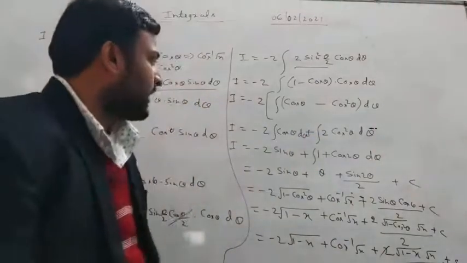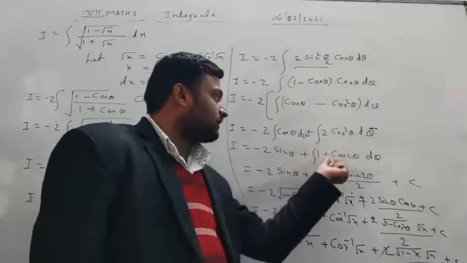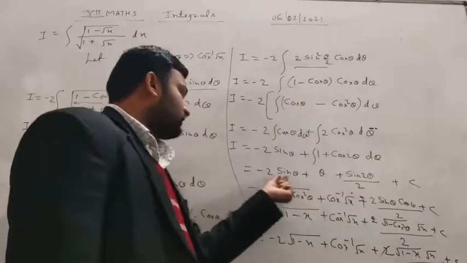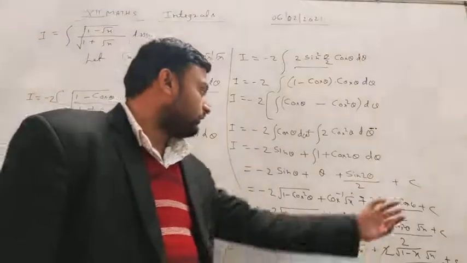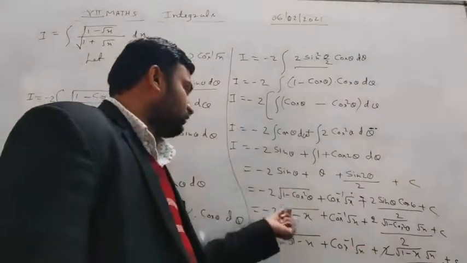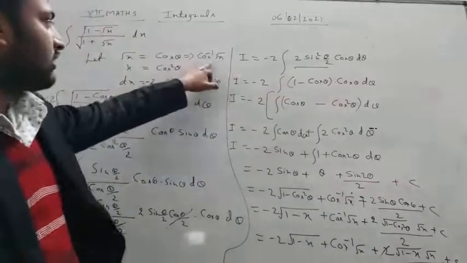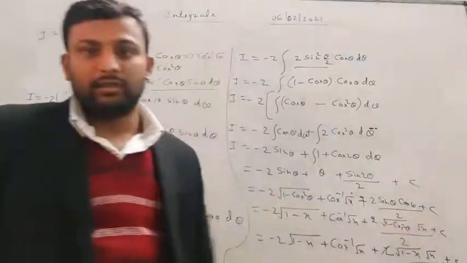Okay friends, and the integration of this we can write as minus 2 sin theta plus 1 plus 2 cos theta d theta, which gives minus 2 sin theta plus sin 2 theta by 2 plus c. This is under root 1 minus cos square theta, and this theta can be written from here as cos inverse root x plus 2 sin theta cos theta by 2 plus c.